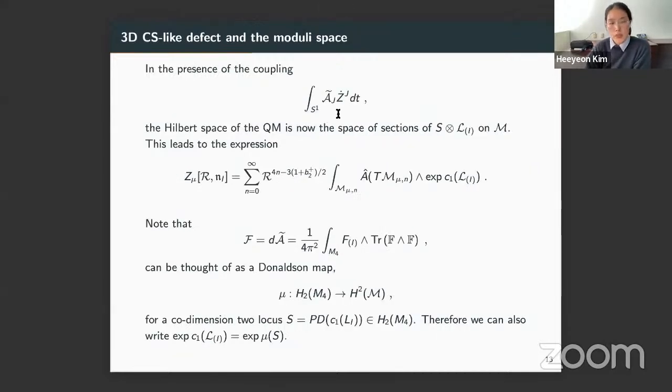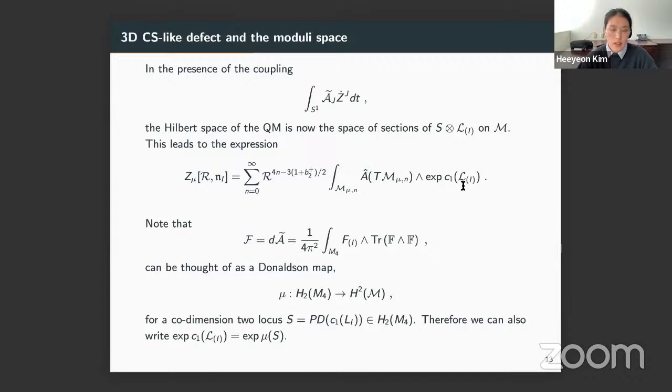On the other hand, in the presence of this coupling, the Hilbert space of our quantum mechanics is now the space of sections of not just the spin bundle, but the spin bundle multiplied by this new line bundle L_i on the moduli space. And again, by the standard argument, the addition of this 3D Chern-Simons-like defect multiplies by an additional factor of the exponential of c_1 of this new line bundle.